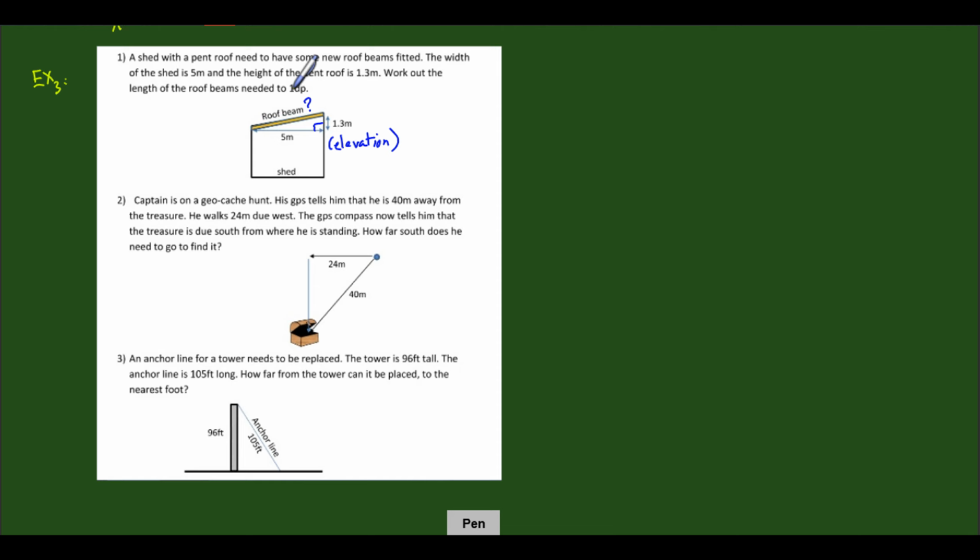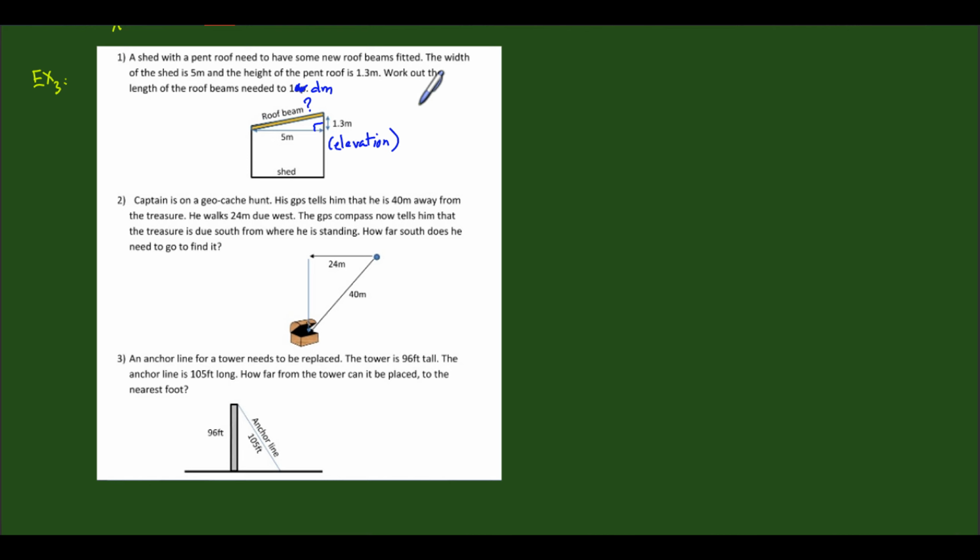Okay, so let's see. I can delete it. Probably they're asking you in decimeter, because it's meter and you want to change to decimeter. It makes more sense that way. So this is the roof beam, the length they're asking you to find. So this is the hypotenuse.